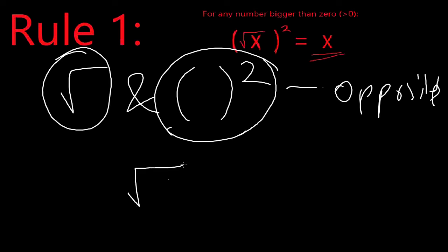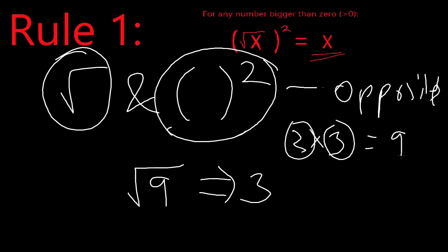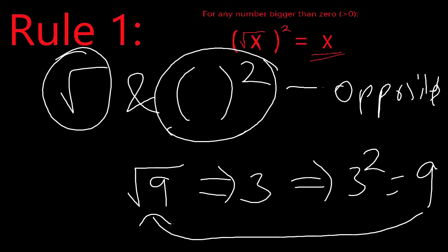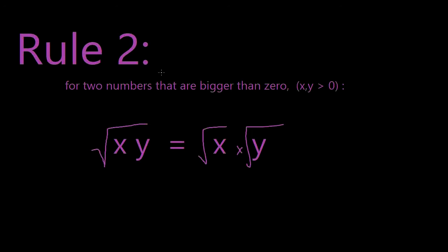So if we take our square root of 9 first, we know that this is 3 because 3 times 3, those two numbers, equal 9. And then if we want to take this 3 and square it, what do we get? We get 9, which is the same number that we started off with in the beginning. So it is true. So that is our rule 1. Okay, so now onto our rule 2.